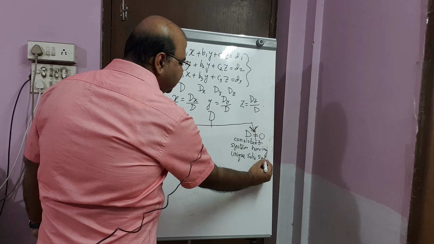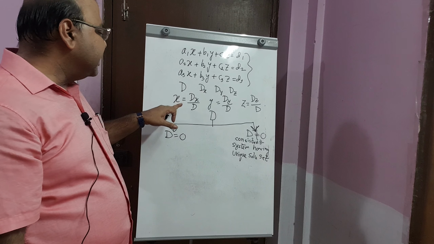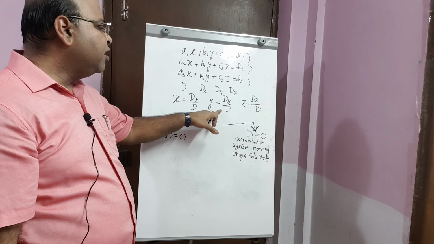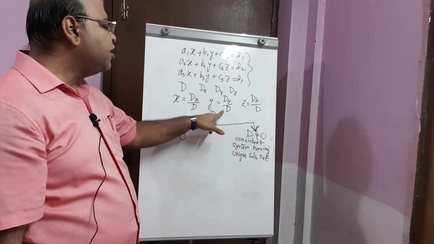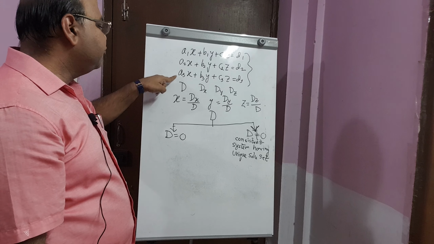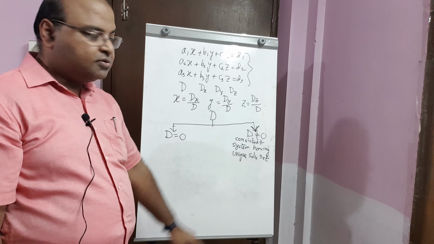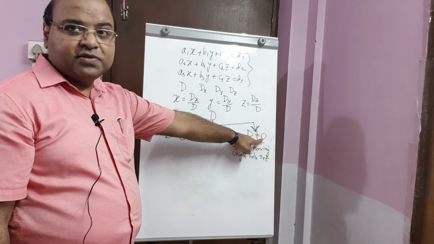What we mean by a unique solution set is that there will exist exactly one value of x, exactly one value of y and exactly one value of z. That is exactly one triplet x, y, z, which shall satisfy all the three equations simultaneously. So for that, the condition is that the coefficient determinant must be non-zero.